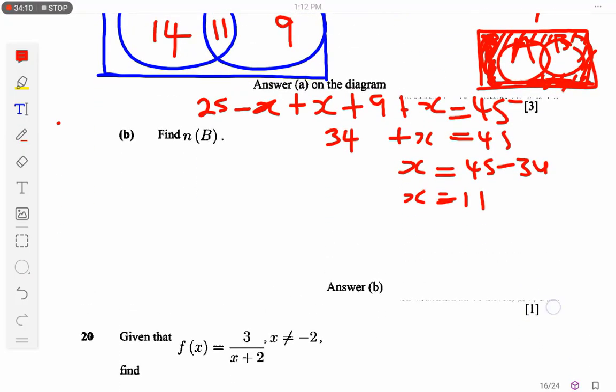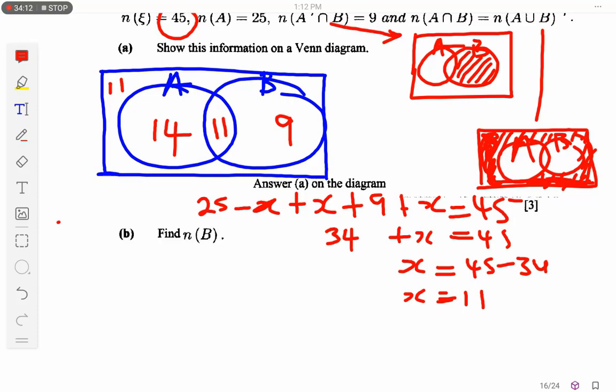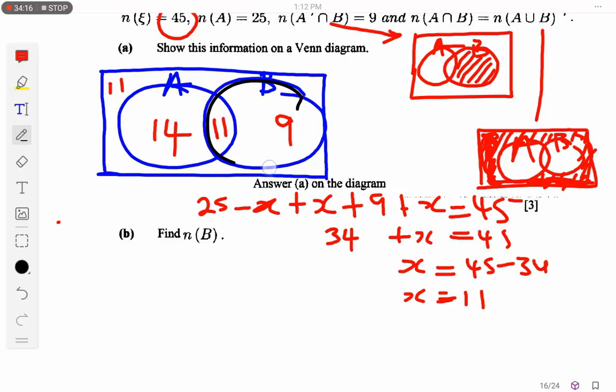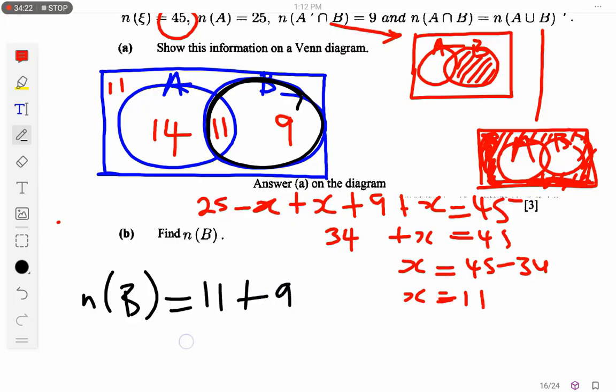Find the number of terms in B. The number of terms in B are these ones, everything that is in B. So n of B is equal to 11 plus 9, so we get 20 there. Okay, so that's how we get that one. Let's move on.